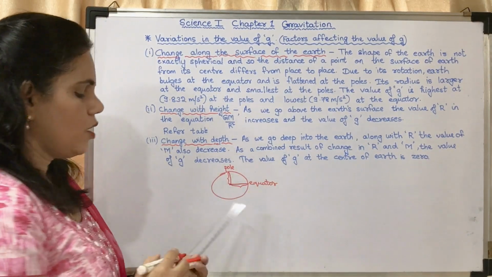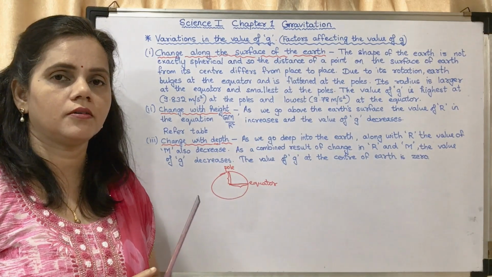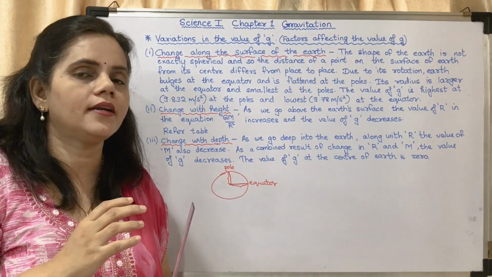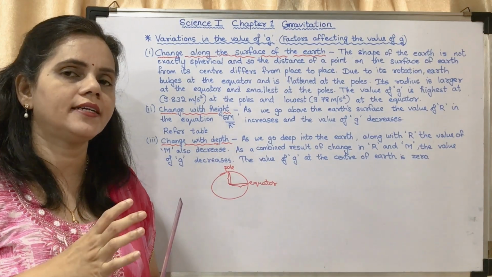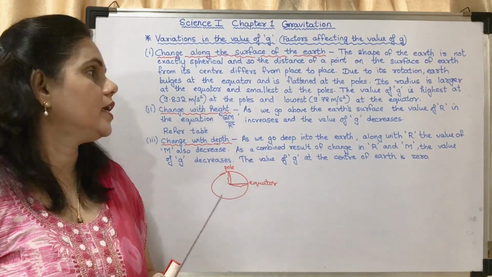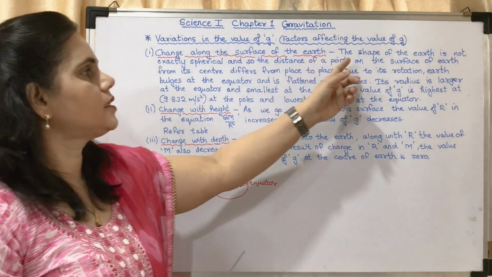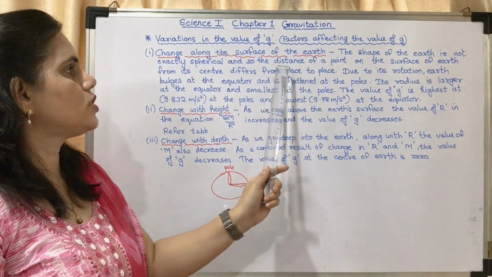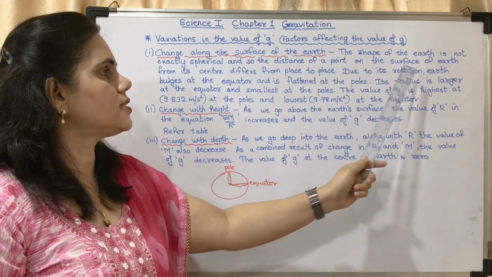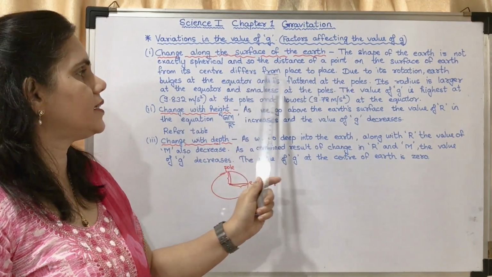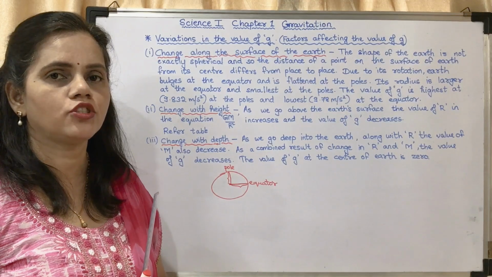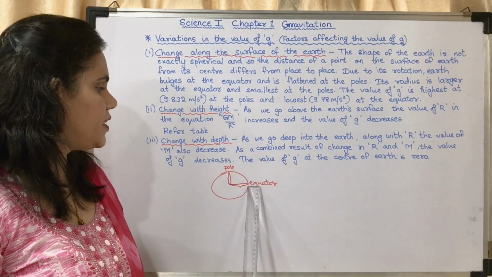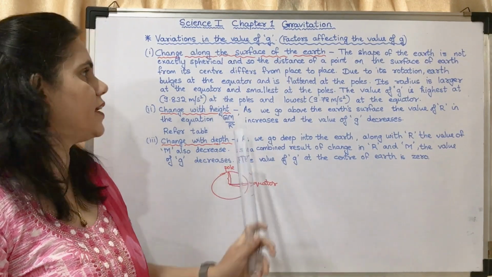So when the earth rotates, it gets a bulge at the equator and it gets flattened at the poles. So due to that, what happens? The shape of the earth is not exactly spherical, and so the distance of a point on the surface of the earth from its center differs from place to place. That means if it is here, the distance is different. If it is here, the distance is different.